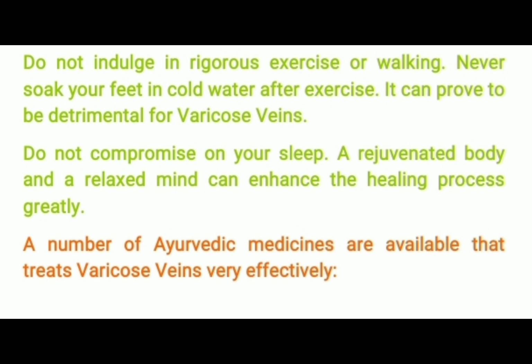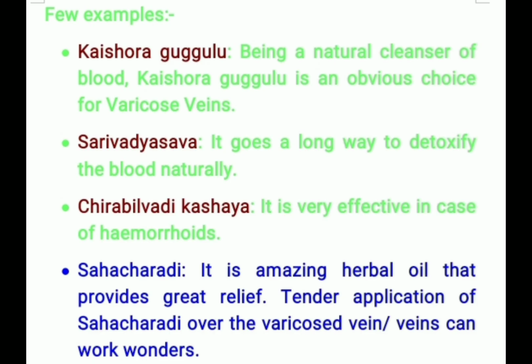A number of Ayurvedic medicines are available that treat varicose veins very effectively. Few examples. Kaishora Guggulu, being a natural cleanser of blood, this is an obvious choice for varicose veins. Sarivadyasava, it goes a long way to detoxify the blood naturally. Chirabilwadi Kashaya, it is very effective in case of hemorrhoids.